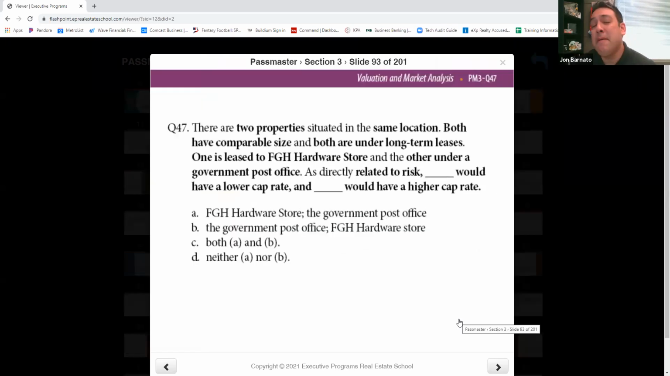This is my favorite question. I love this question. There are two properties situated in the same location. Both have comparable size and both are under long-term leases. One is leased to an FGH hardware store and the other to a government post office. As directly related to risk, blank would have a lower cap rate and blank would have a higher cap rate. This is a good example of a DRE question.